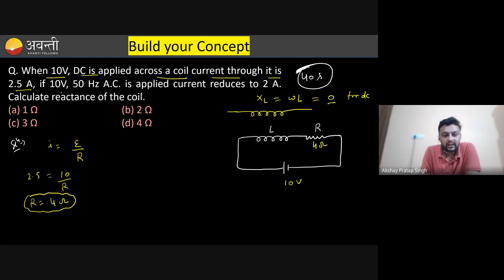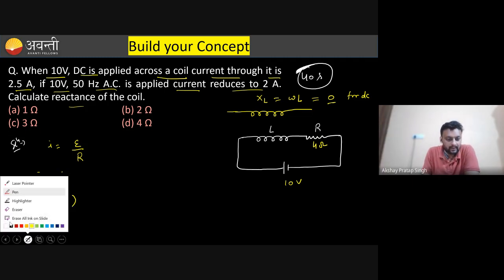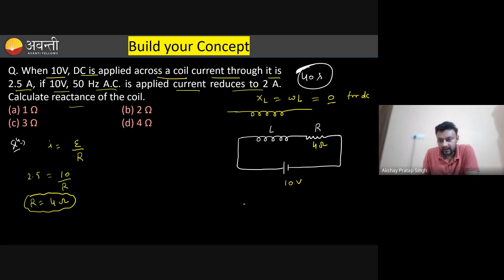Now they are saying if 10-volt 50 hertz AC is applied, the current reduces to 2 ampere. Now again, I am going to apply AC. I will redraw the circuit. Again, similar L, R, but the supply is AC.